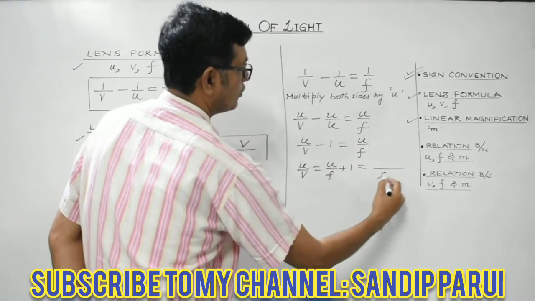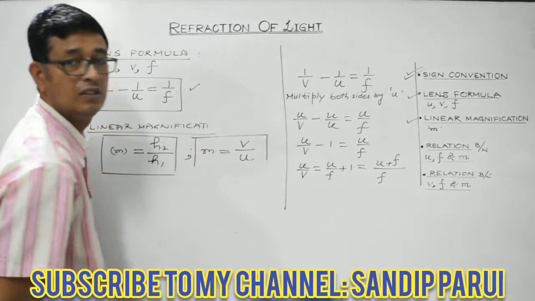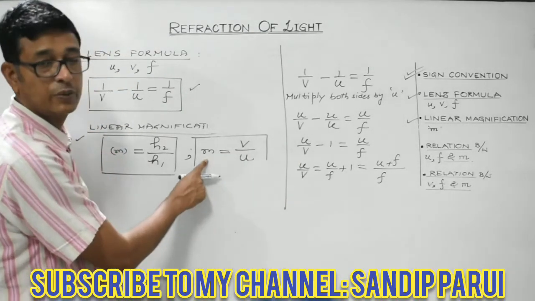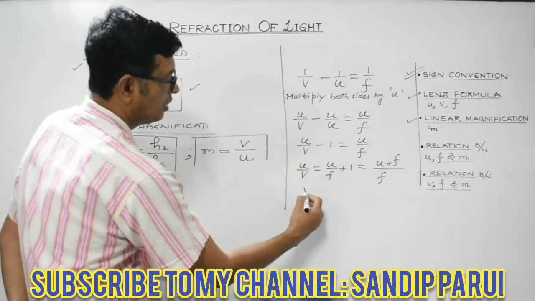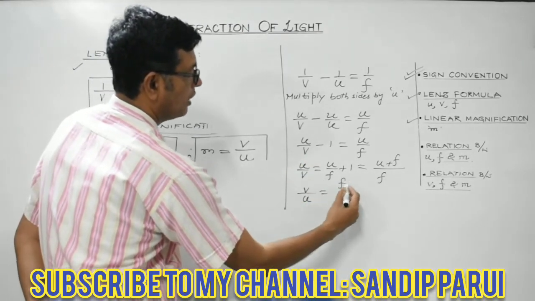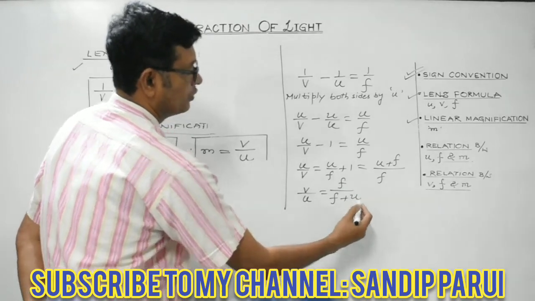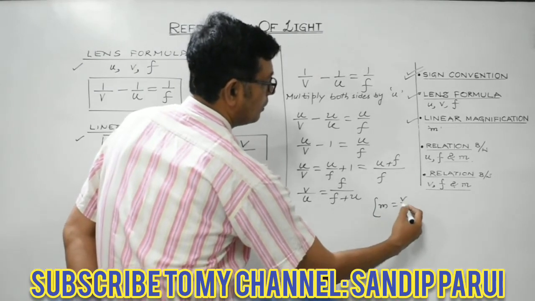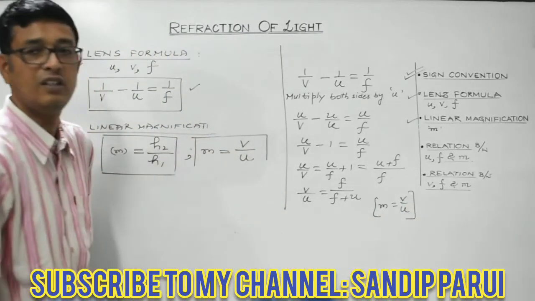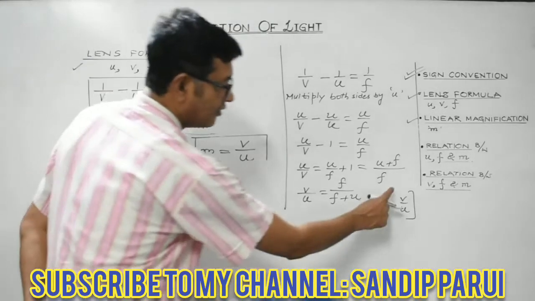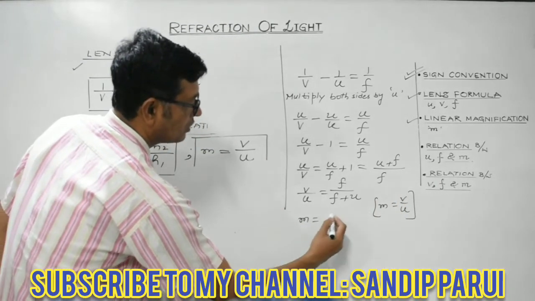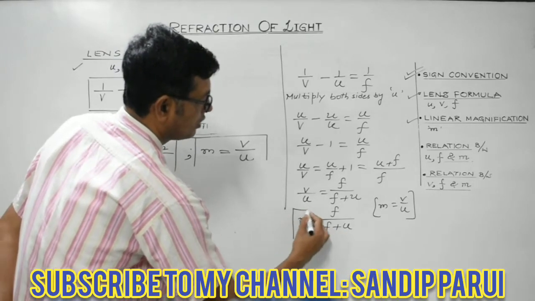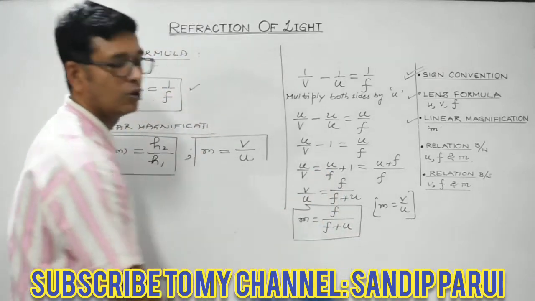So taking LCM we will get u plus f by f. Now taking reciprocal, why we are taking reciprocal? Because we need to find out the expression of linear magnification. So taking reciprocal, we get v by u is equal to f over f plus u. And students, m is equal to v by u. For lenses, linear magnification in terms of image and object distance is v by u. So what do you get? m is equal to f divided by f plus u. So this is the relationship I am talking about.